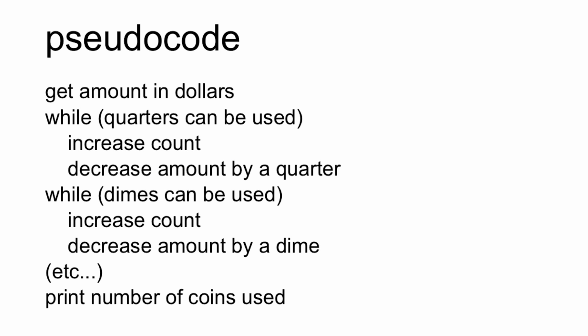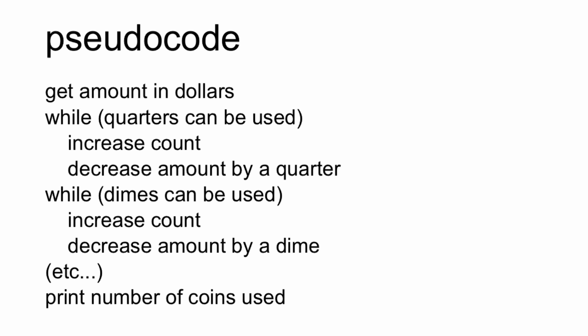After you get the amount of dollars and convert that to cents, then you'll enter a loop. While quarters can be used, that is to say, while the amount of change owed to the user is greater than or equal to 25 cents, you'll use a quarter. Now, what does using a quarter entail? Well, one, you'll increase the coin count to be returned to the user, and second, you'll decrease the current amount of change owed back to the user by 25 cents.